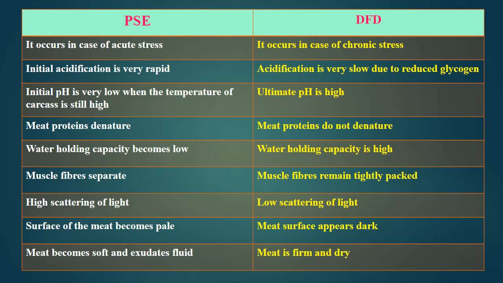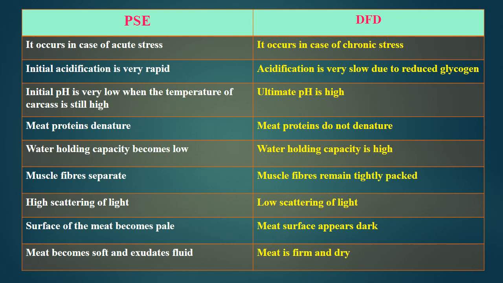Here we will have a comparison between the PSE and DFD. In case of PSE, it occurs in a case of acute stress, whereas in case of DFD, it occurs in case of chronic stress. In PSE, initial acidification or pH decline is very rapid, whereas in DFD, acidification is very slow due to reduced level of glycogen. In PSE, the initial pH is very low when the temperature of the carcass is still high, whereas in case of DFD, the ultimate pH is high.